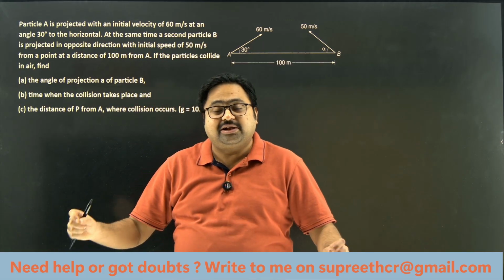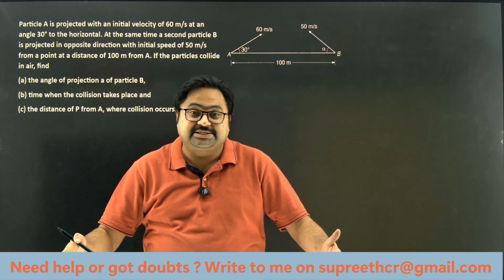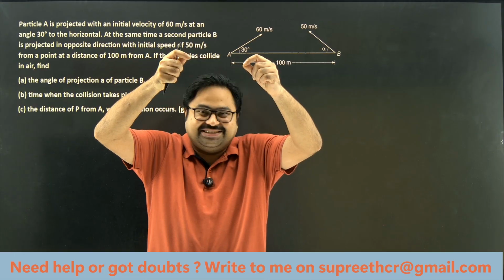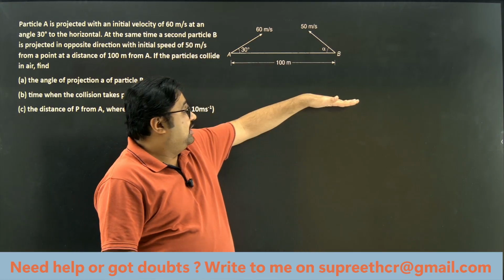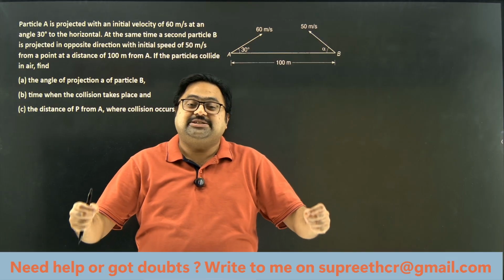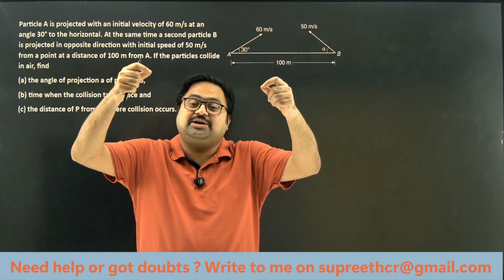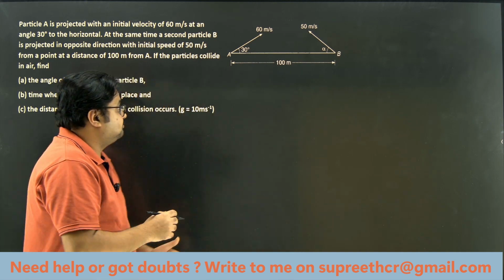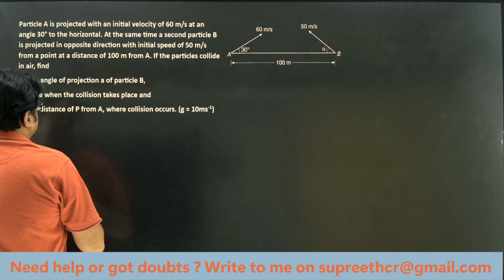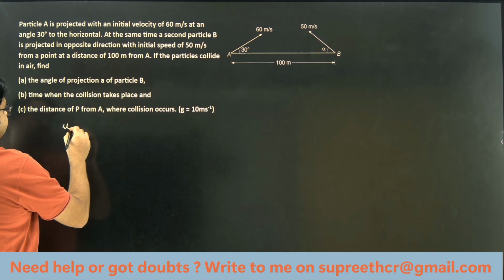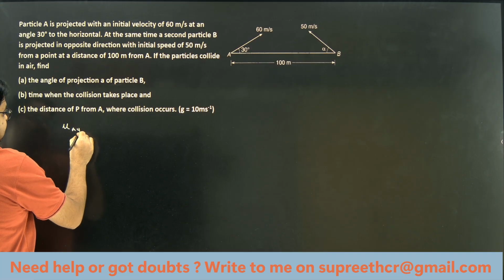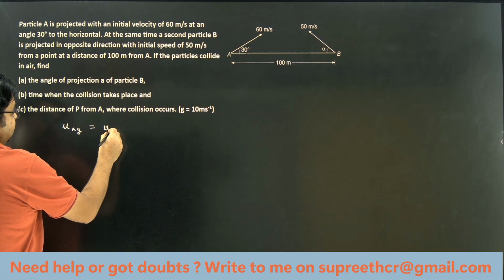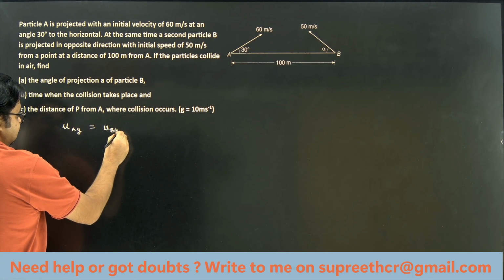If the two projectiles will collide in air, then they must be traveling exactly at the same height at all times. Isn't it so? If that is the case, because they are being projected from the same horizontal level, they must find themselves exactly at the same horizontal height if they have to collide with one another. So when that is the situation, you can now say that the initial velocity of the first projectile along the y-axis, which is uAy, should be equal to the initial velocity of projectile B along the y-axis.